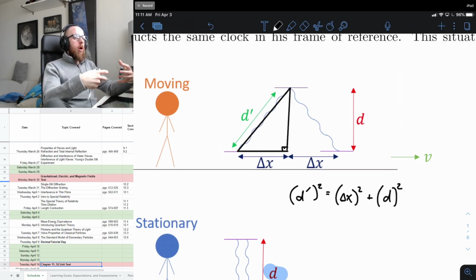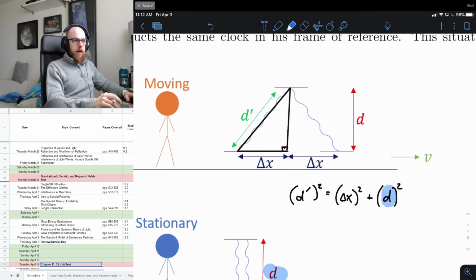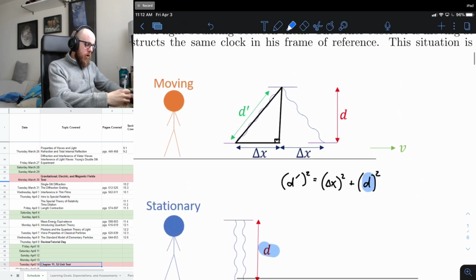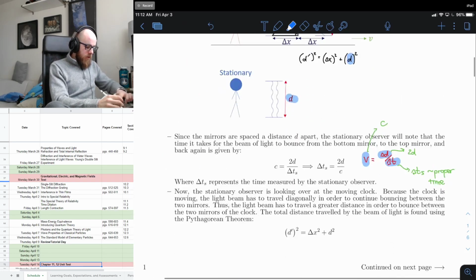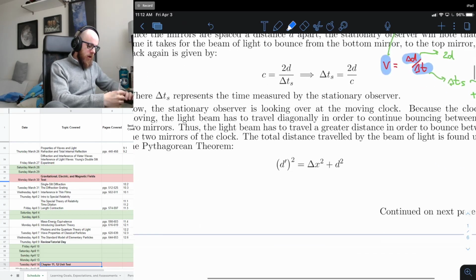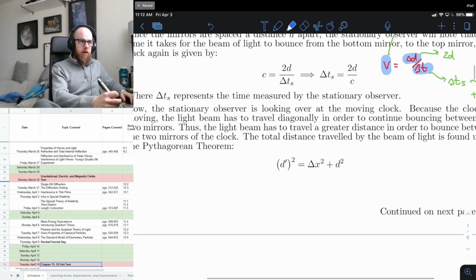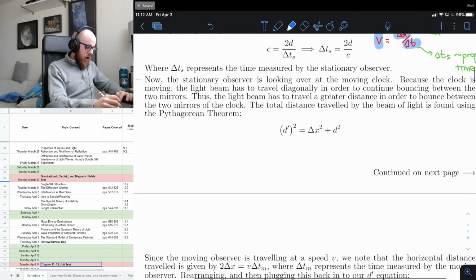Now I can keep going. The only quantity here that's fixed in place is this d squared. But I can replace both d prime and delta x with certain things here. So I continue this down here. I have the same formula right here: d prime squared is equal to delta x squared plus d squared. So I've used the Pythagorean theorem.